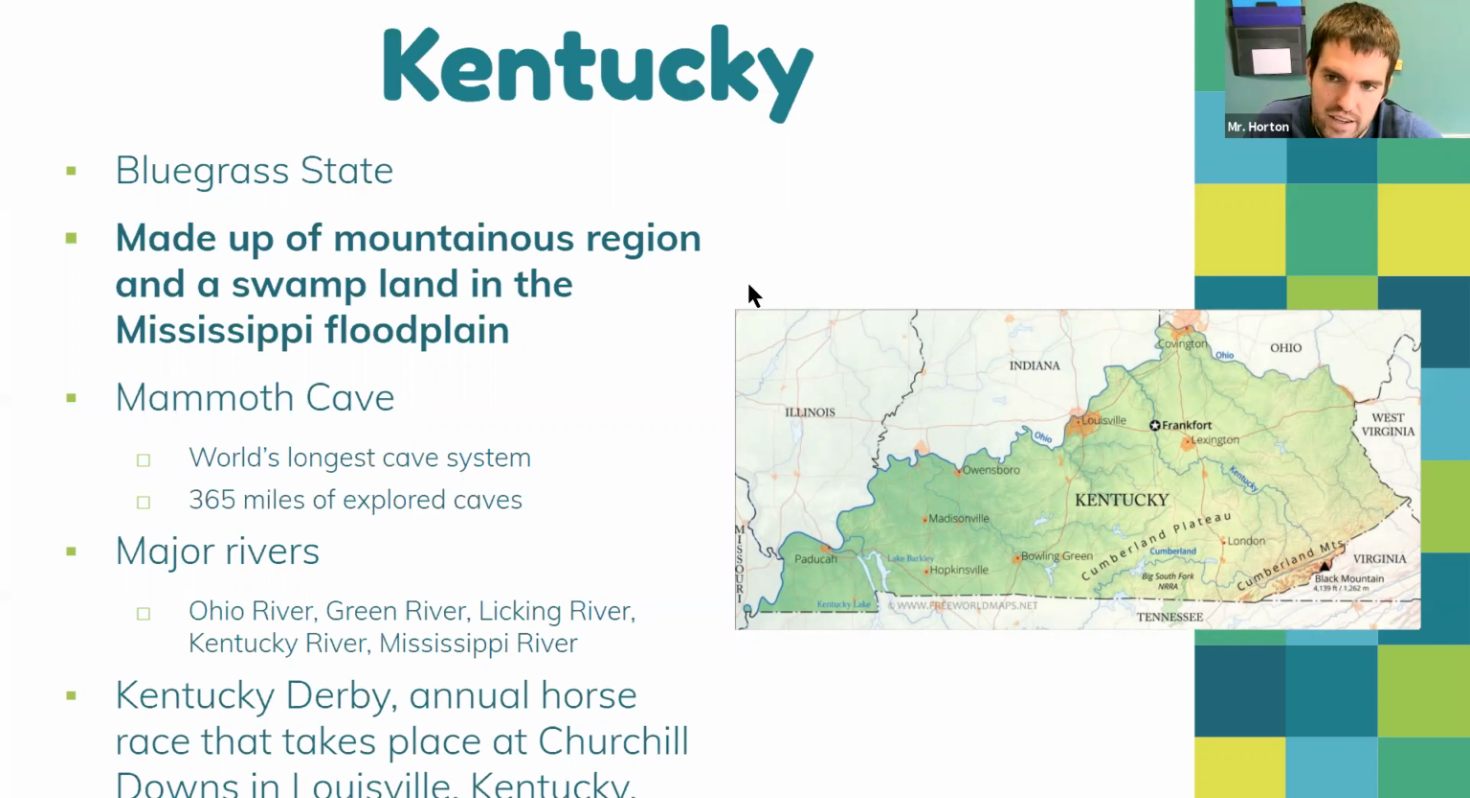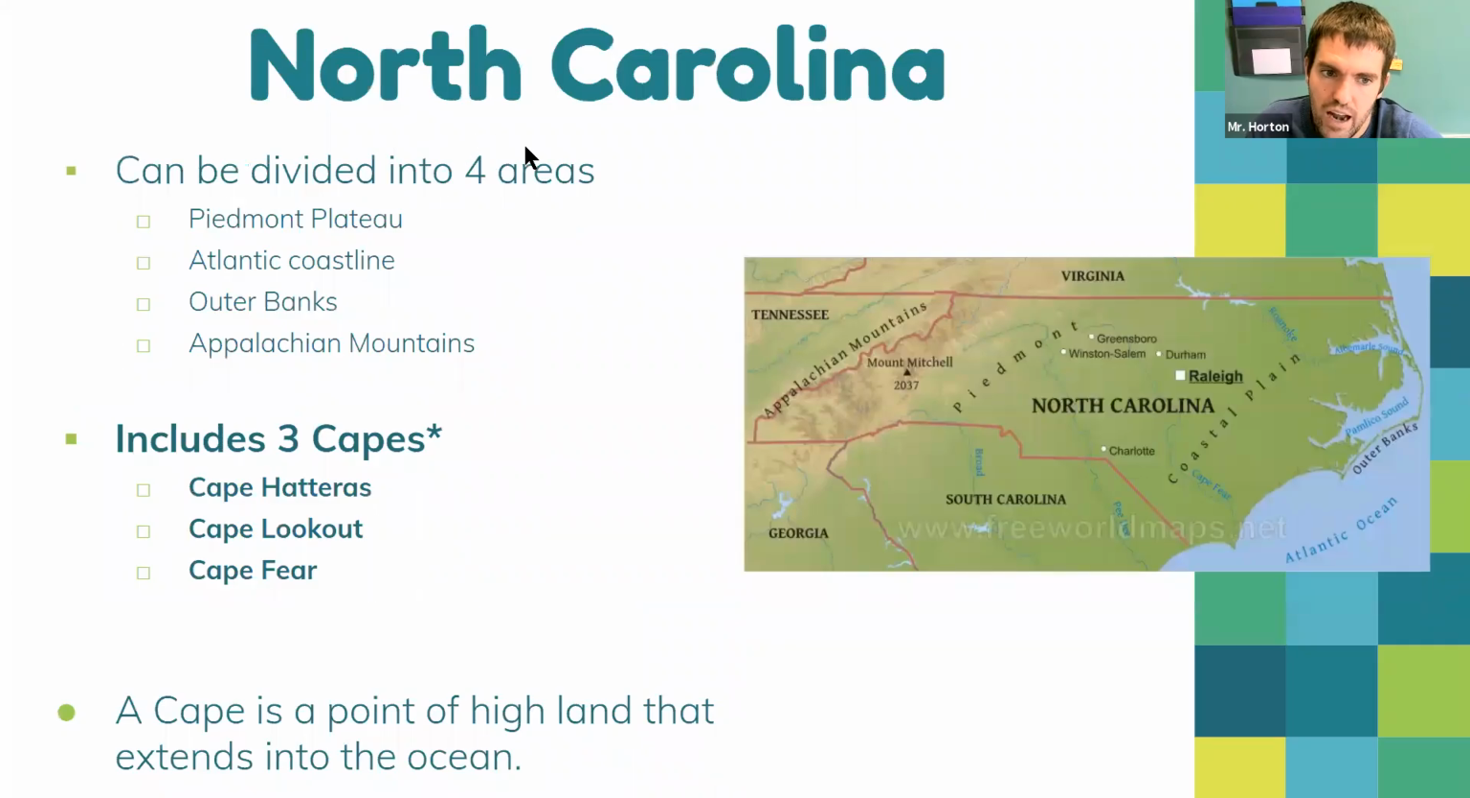Our next state is the state of North Carolina. All you're going to write down is the thing in bold here in the middle. All you need to write down for North Carolina is that it includes 3 capes. North Carolina includes 3 capes.